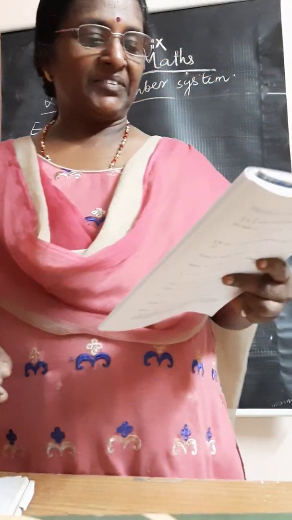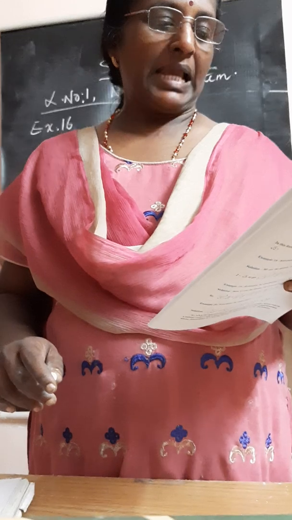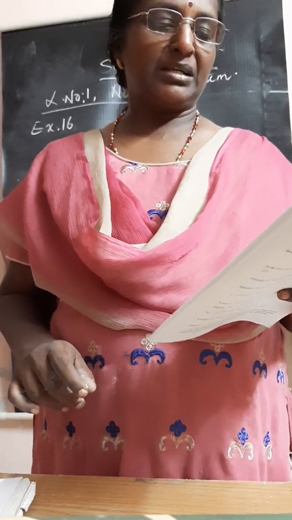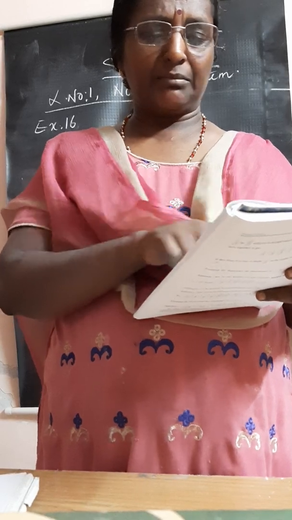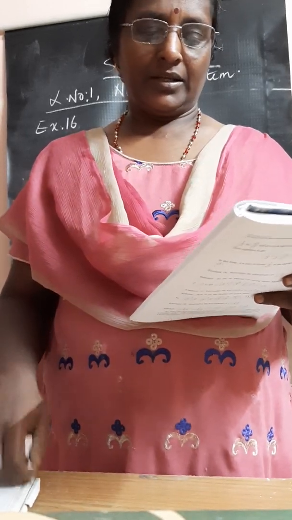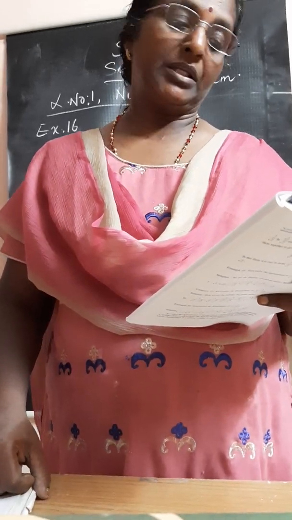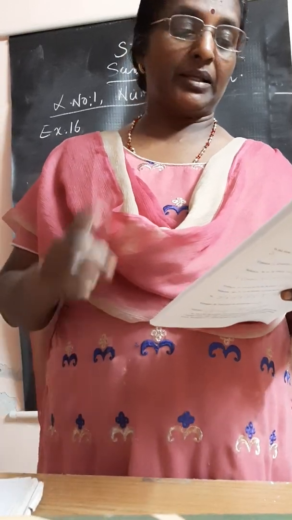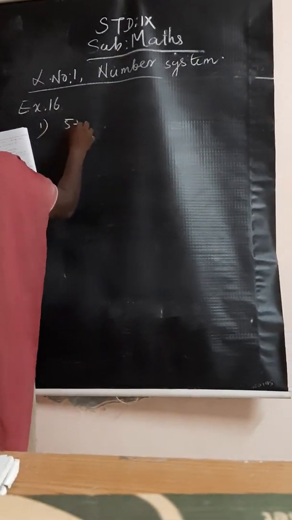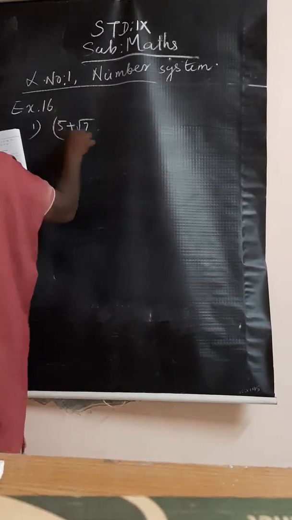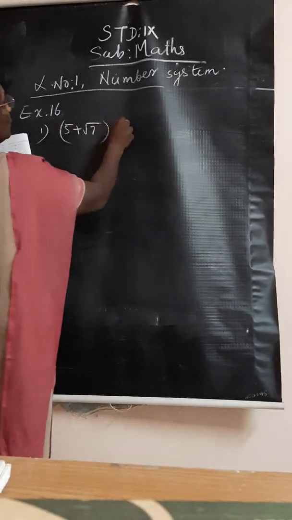So today we will start with example number 16, page number 22. There are 4 sums given in example number 16. It is done with the help of the previous formulas. Yesterday I explained 6 formulas. Okay. So I will write the first sum: 5 plus root 7 into 2 plus root 5.